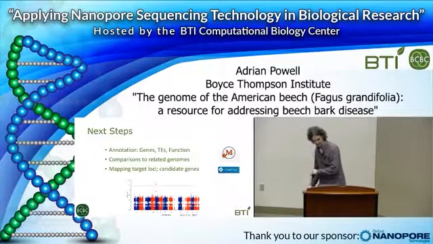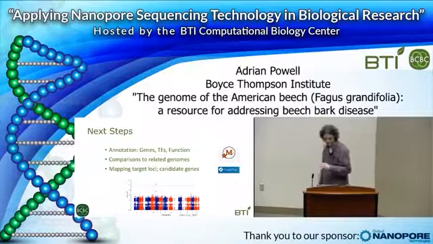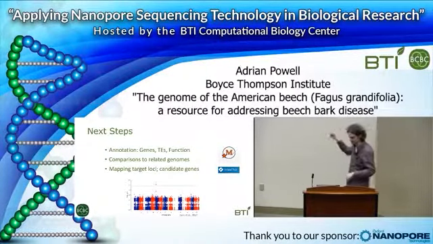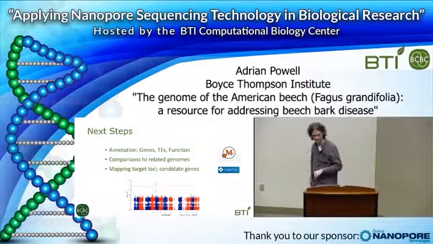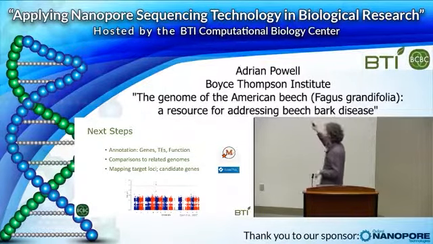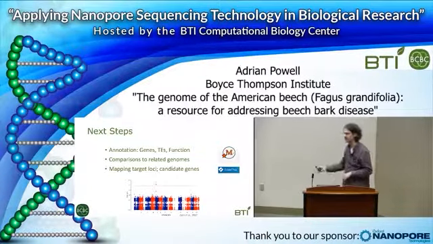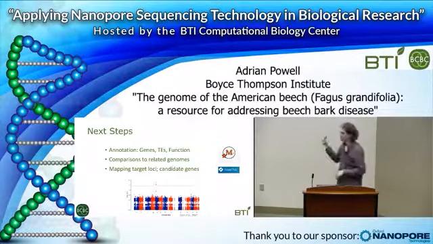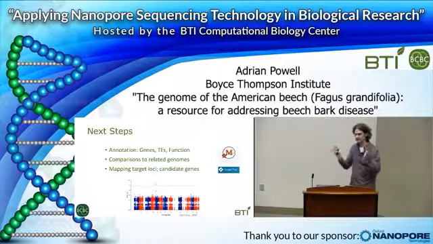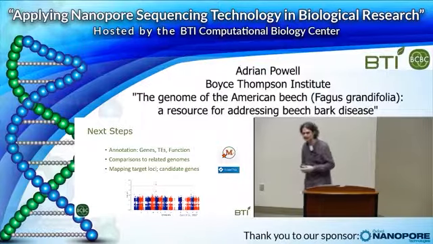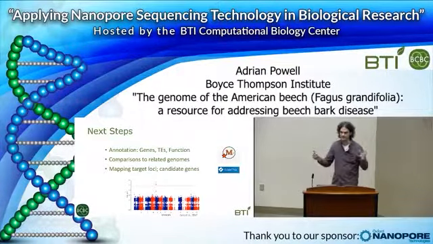In terms of next steps, we're still early on in the game. I need to check a bunch of those intermediate outputs, but big picture, move on to gene annotation, functional annotation, annotating TEs, doing comparisons to some of those related genomes, and ultimately the main goal, mapping target loci and finding some candidate genes, and also developing those markers that can be translated out into the field.